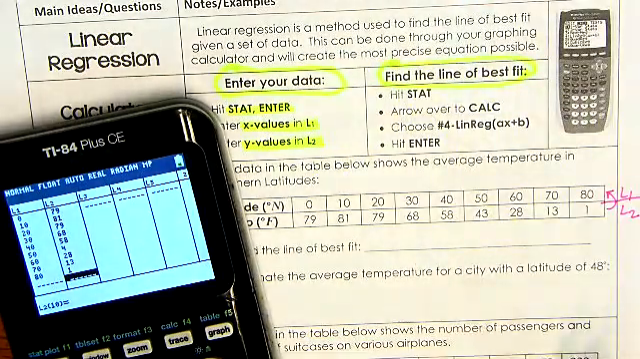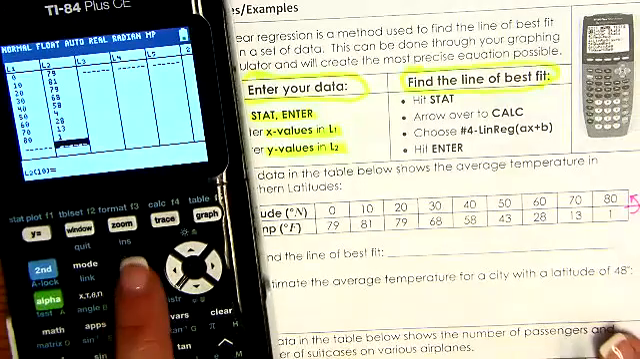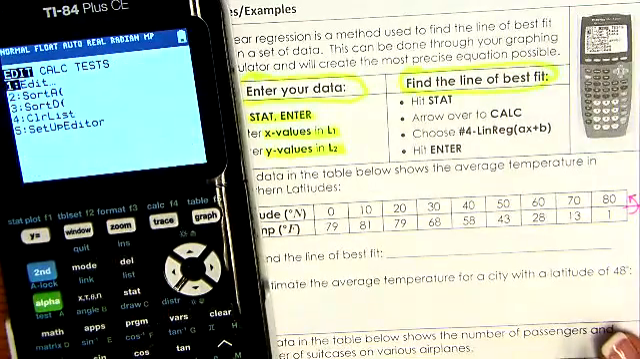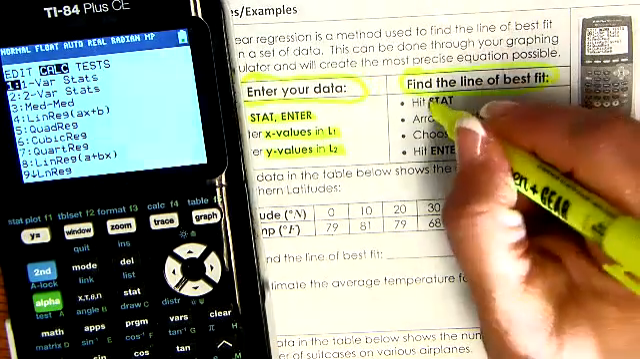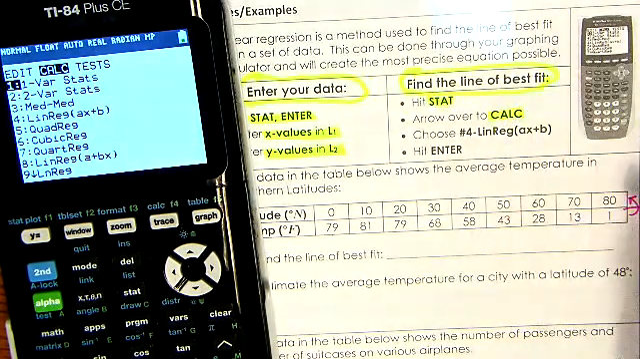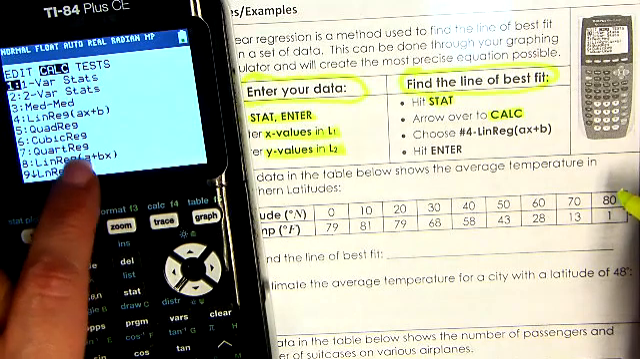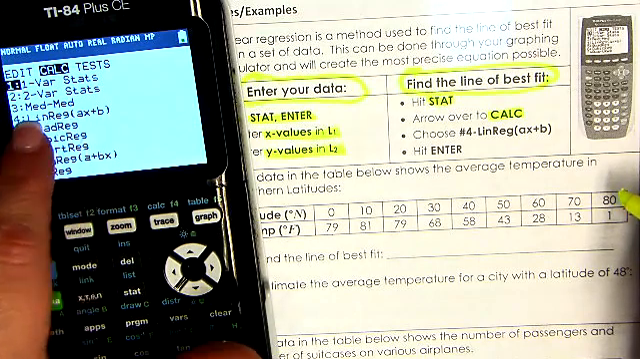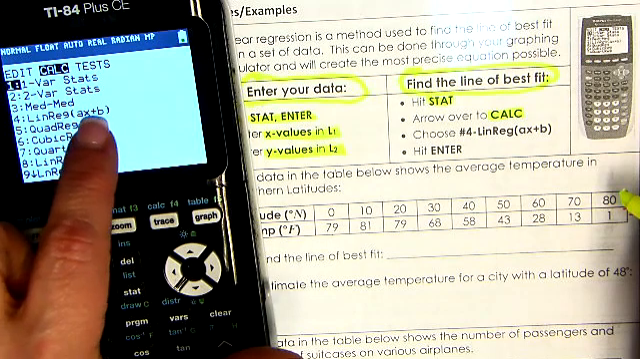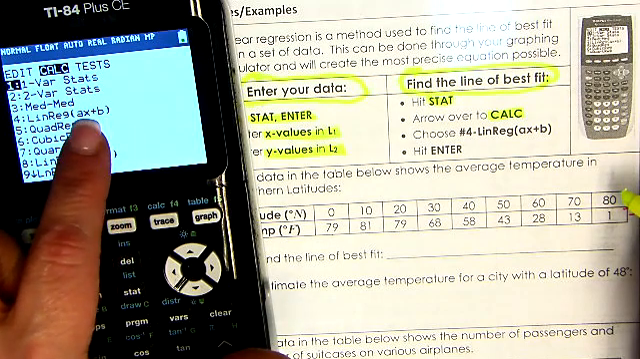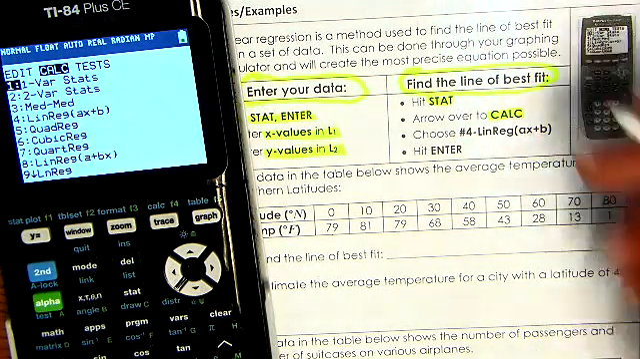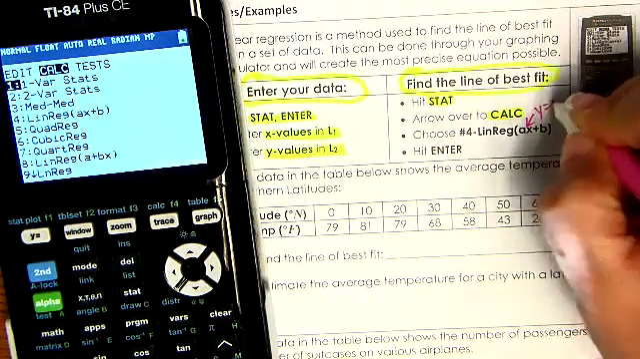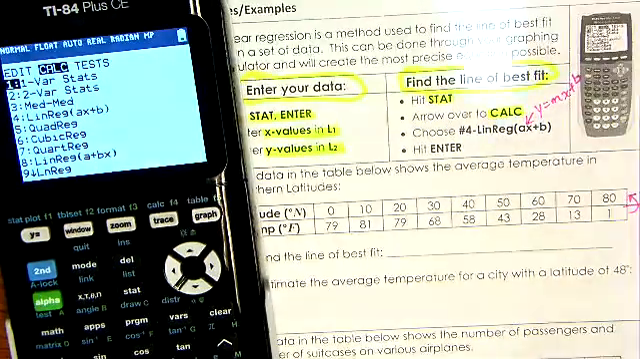So I'm going to go back and I'm going to hit stat. We want the calculator to calculate something for me. So I'm going to go over to calc. So we hit stat, arrowed over to calc, and now I'm looking for line reg. If I look at line reg right here, that looks like y equals mx plus b form. The only difference is it says ax instead of mx. This is the y equals mx plus b form.